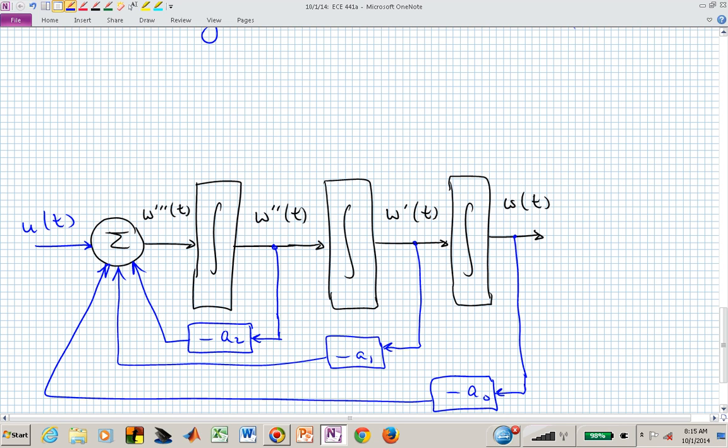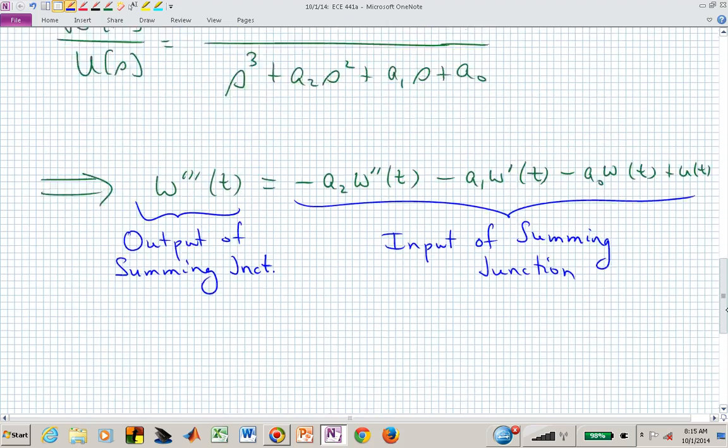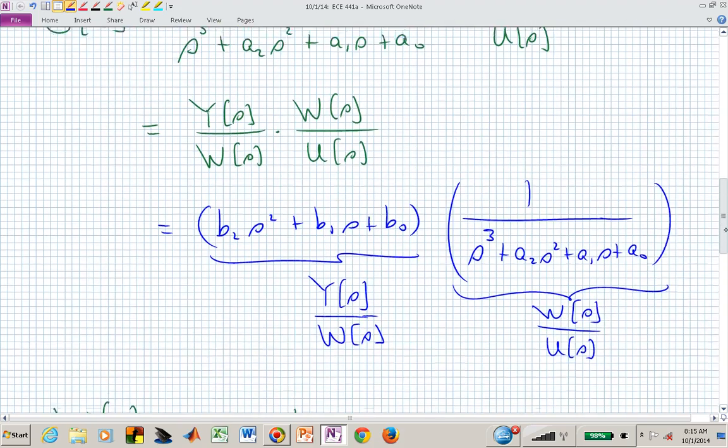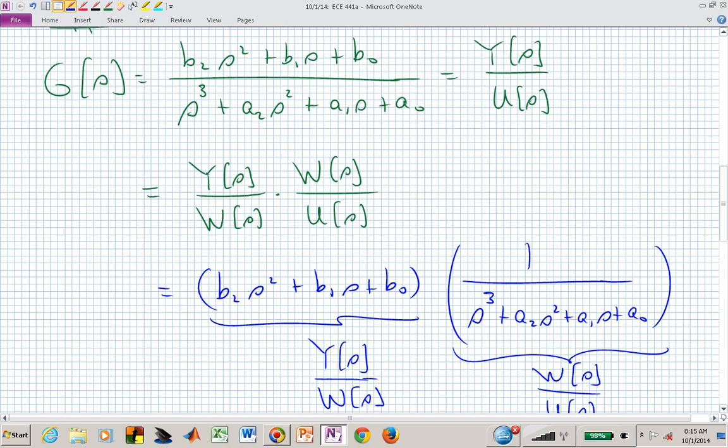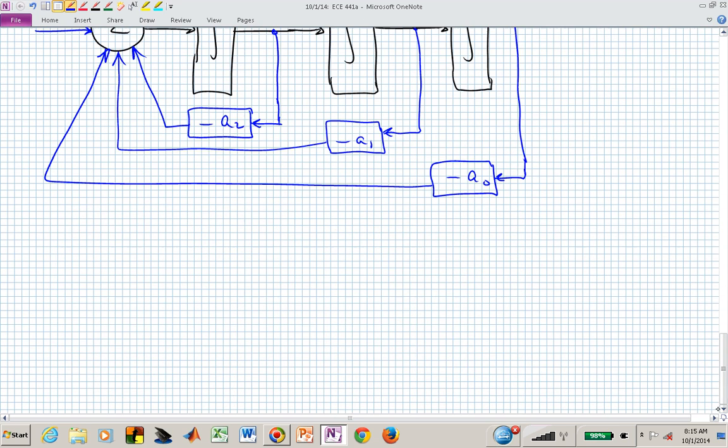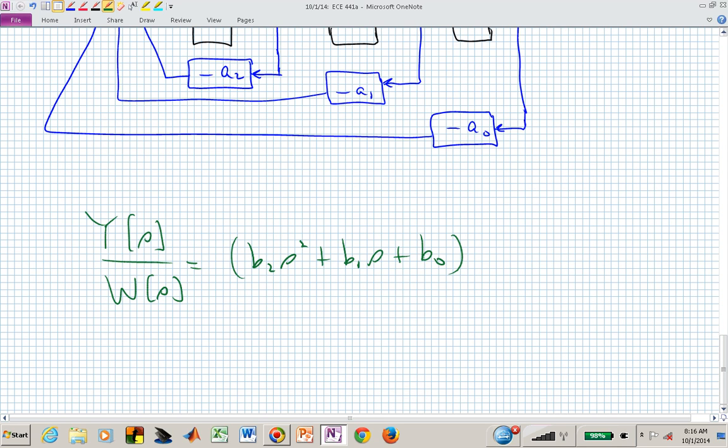Sorry. Where am I going? I'm trying to build up the full transfer function, and I need this second piece, this b sub 2 s squared plus b1 s plus b sub 0. And I had defined that to be y over w. So if I remind myself of what I had, I now have this Y(s) over W(s) equaling b sub 2 s squared plus b1 s plus b sub 0. And we can take that into the time domain.